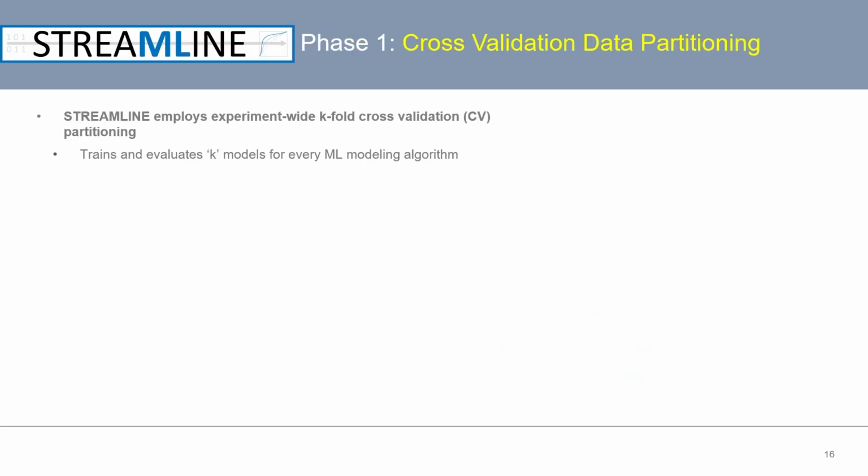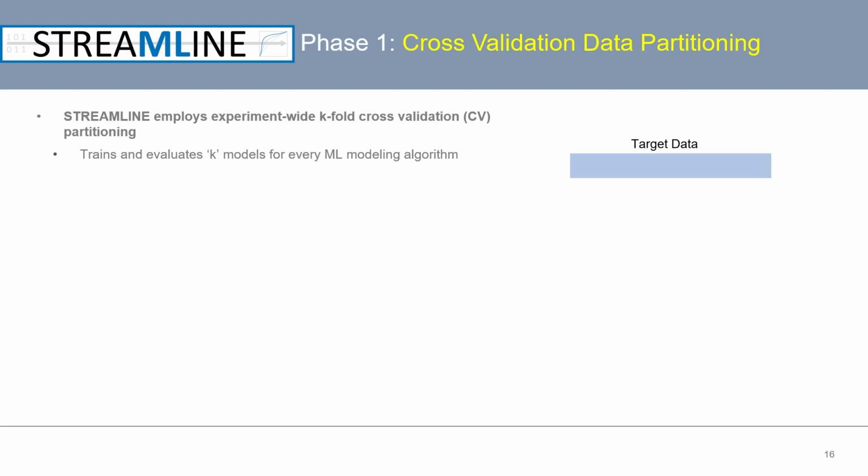This brings us to the last part of Phase 1, which is cross-validation data partitioning. STREAMLINE employs experiment-wide k-fold cross-validation partitioning, where k indicates the number of partitions. This means that ultimately, STREAMLINE will train and evaluate k models for every machine learning modeling algorithm being run.